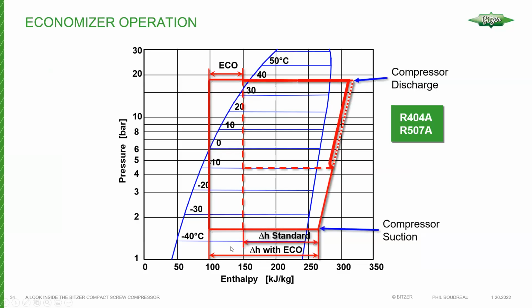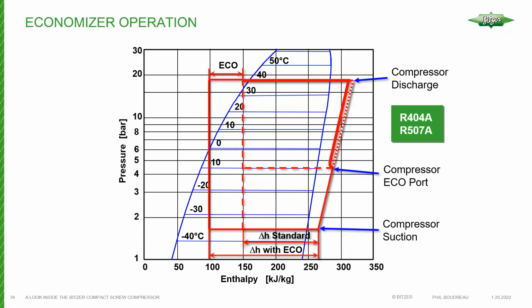It wires in exactly the same, and the functions are exactly the same. It's monitoring motor temperature, and it's also monitoring your oil temperature. In addition to that, it's monitoring phase. It's looking for phase asymmetry or rotation. If your phases are coming in the wrong order, then it won't allow the compressor to run.